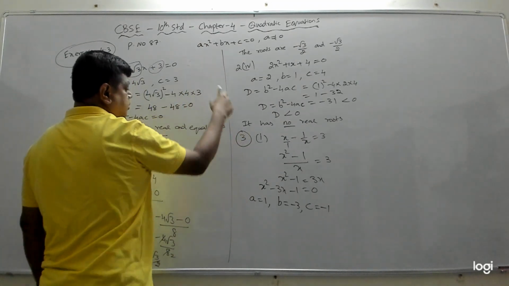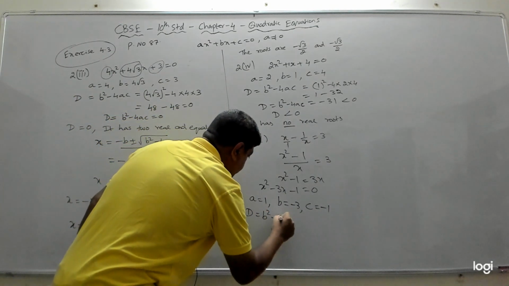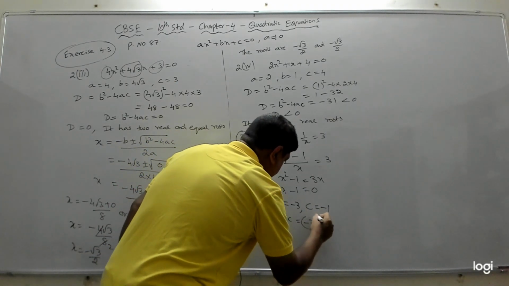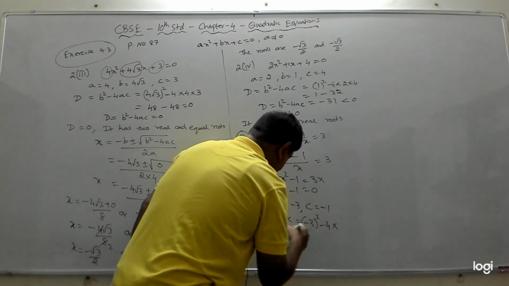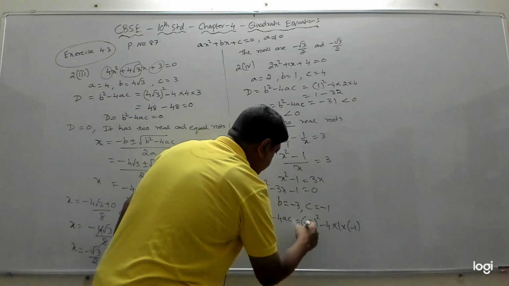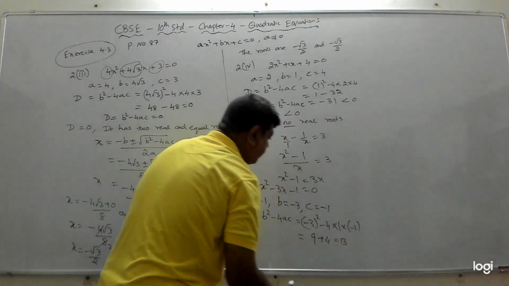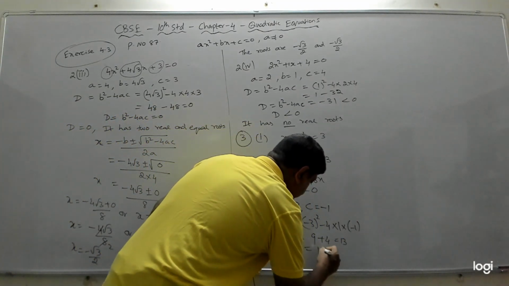Now we should first find the discriminant. D is b square minus 4ac, and that is equal to what? Minus 3 the whole square, that is b square, minus 4 into a is 1, into c is minus 1. So minus 3 the whole square is 9, this is plus 4, you get 13. 9 plus 4 is 13, which is greater than 0.